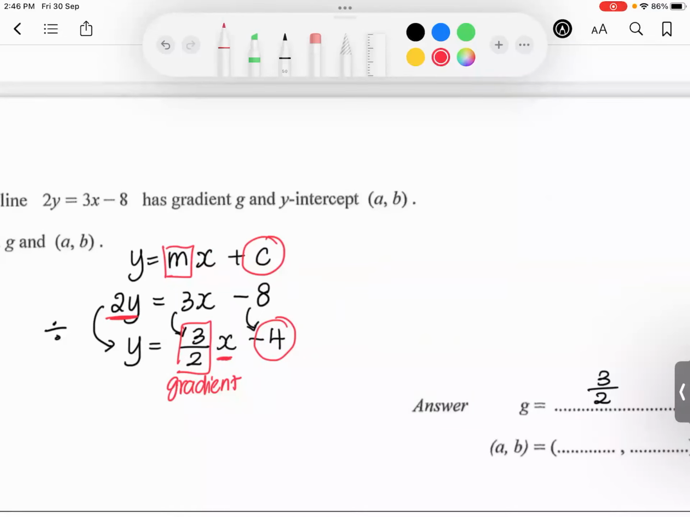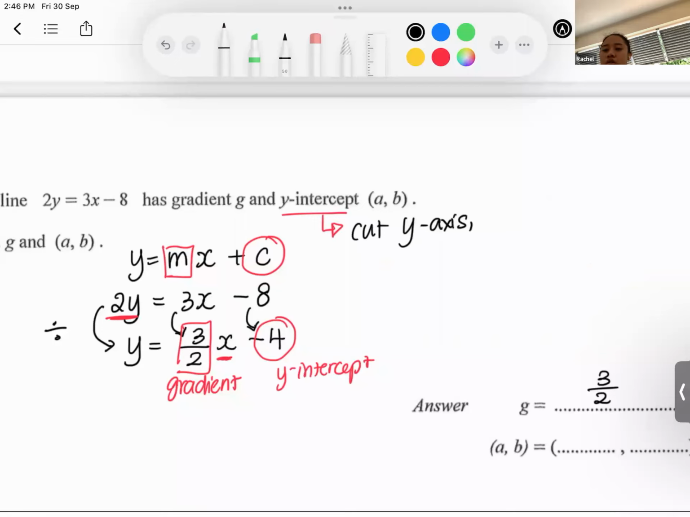So what's the value for my y-intercept? This one will be my y-intercept. This value is -4. What is y-intercept? Y-intercept cuts the x-axis. So if it cuts the x-axis, no, what am I doing? Y-intercept cuts the y-axis. Sorry.